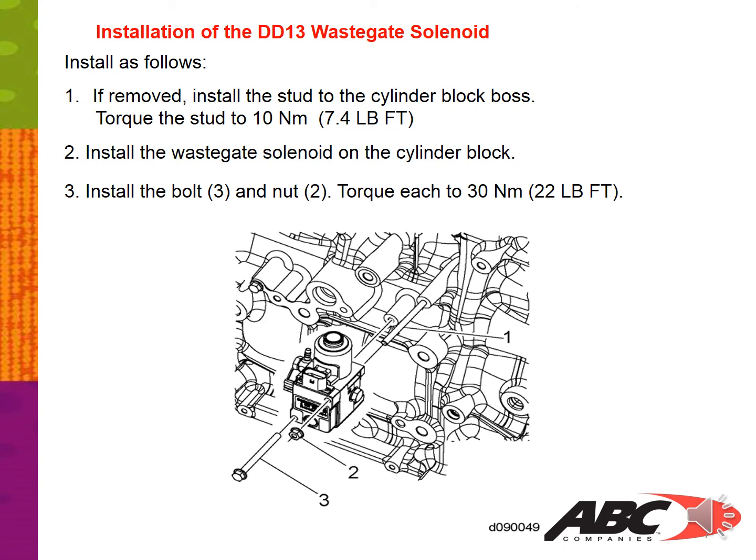Installation for the DD13 wastegate solenoid. Step 1. If removed, install the stud to the cylinder block boss, shown below. Torque the stud to 10 Newton meters or 7.4 foot-pounds. Install the wastegate solenoid on the cylinder block. Install the bolt number 3 shown below and nut number 2. Torque each to 30 Newton meters or 22 foot-pounds.